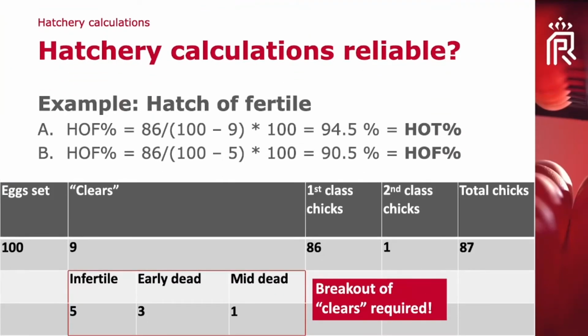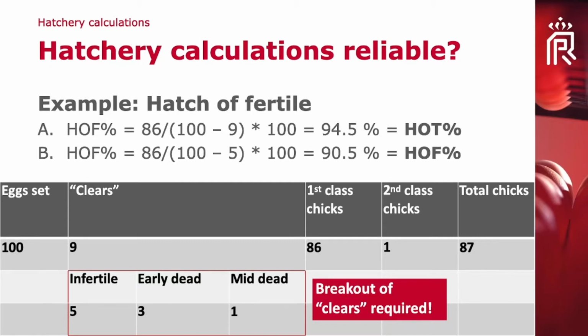Now my answer is that this was actually a calculation of hatch of transfer. Because if we were to do a breakout, we would find out that the 9 clears that we used in the calculation before weren't actually all clears. Now we see that 5 of the 9 were actually infertile. We saw that 3 were dead, early deads, and then 1 was mid-dead.